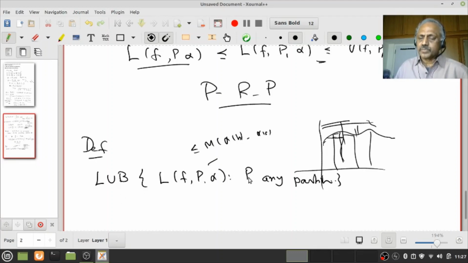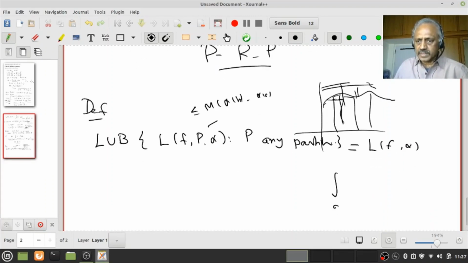Take P to be the partition {a, b} alone, you got it. Are you following? So this is a non-empty subset bounded above by this, therefore the LUB exists. That means essentially you try to exhaust from inside. You got something. That thing we will call L(f, alpha). Textbooks also write it like this: the integral from a to b of f d alpha, with a lower bar. They call it the lower integral.